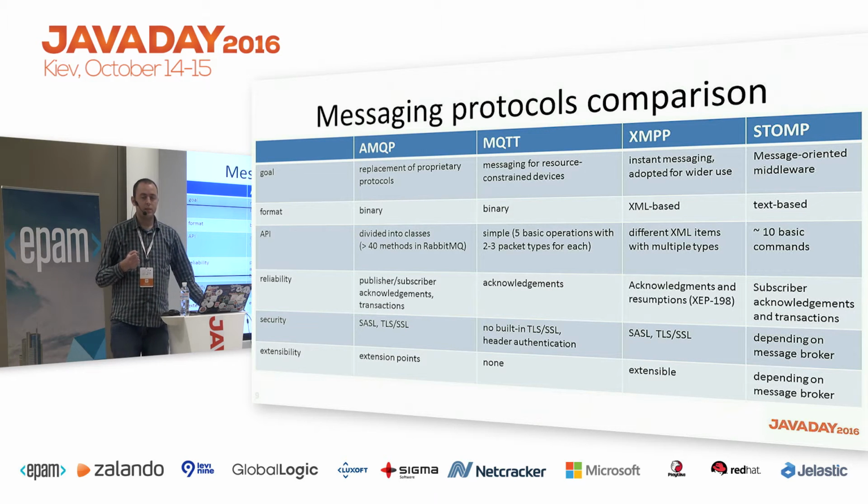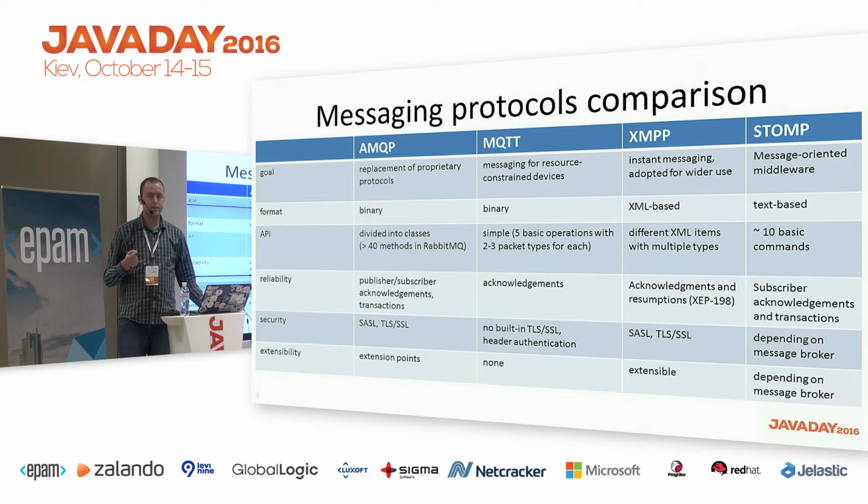And for STOMP, the idea was to have a messaging protocol targeted at message-oriented middleware. Meaning that, for example, you would like to easily integrate with any type of message broker from your Ruby or any other type of scripting language. And for that reason, you can implement the STOMP protocol in your messaging broker.